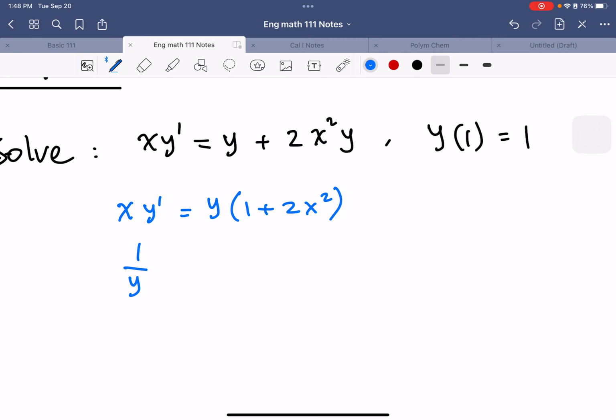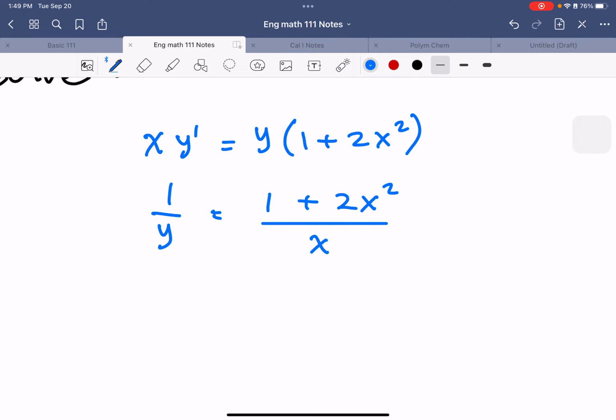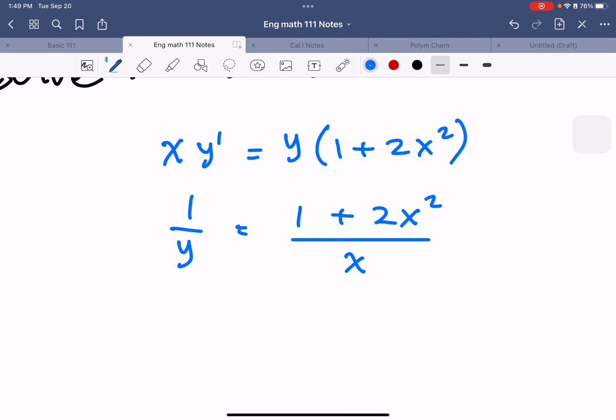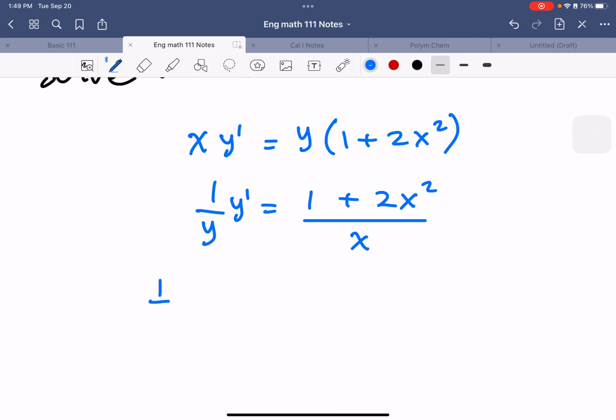So 1 over y equals 1 plus... Okay, now we have a fraction here. I think we can just separate this, so 1 over x and 2x. So we can write... oh, where is my y prime? It's gone. I forgot to write it here. Okay, so 1 over y prime, and then 1 over x plus 2x.